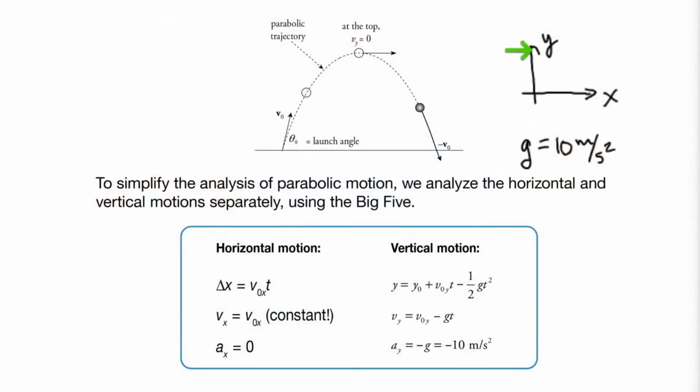And if it's always downward as a direction, but we're going to take up to be positive, then the acceleration will be negative g, right? But long story short, you have a constant acceleration, one direction, one magnitude. And what that means is you've got uniform accelerated motion, so the big five apply.